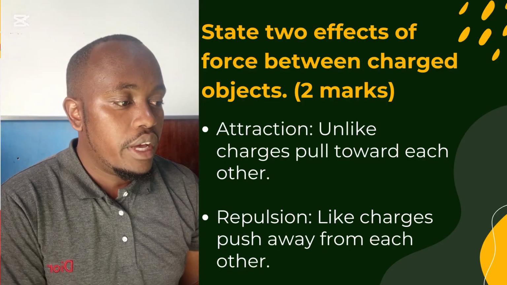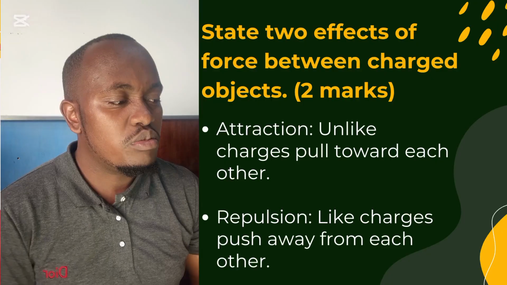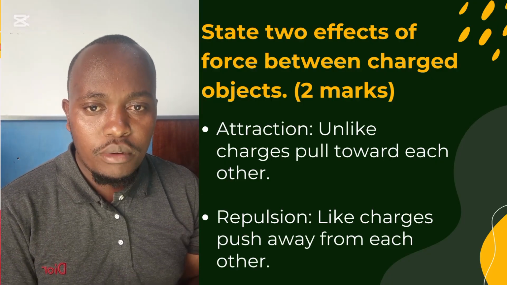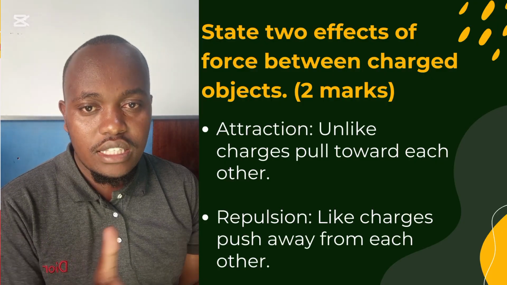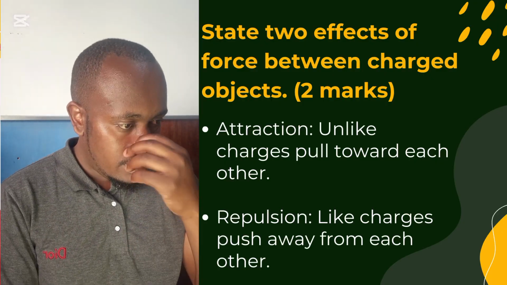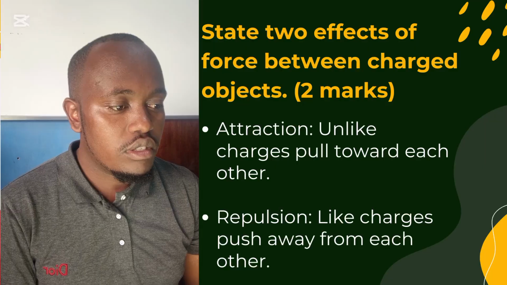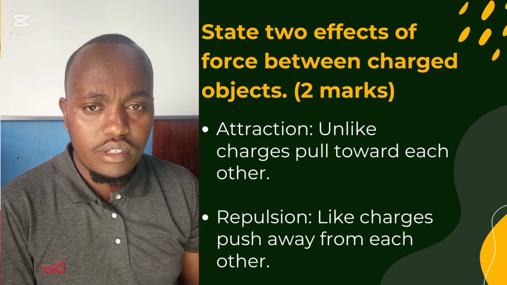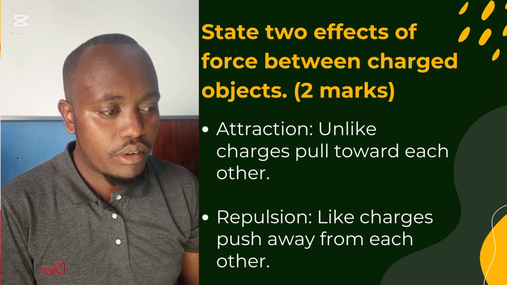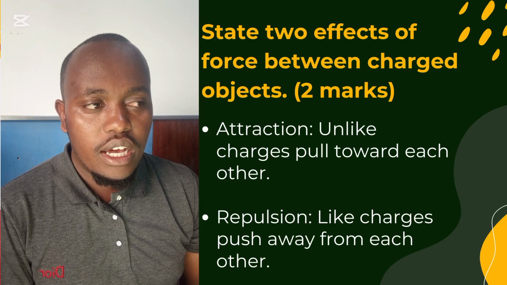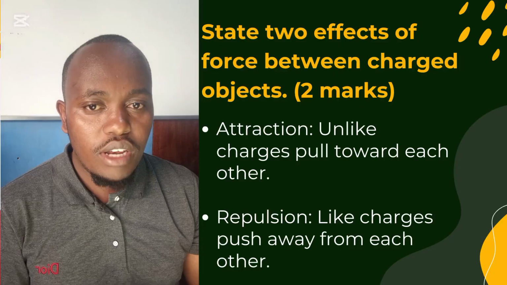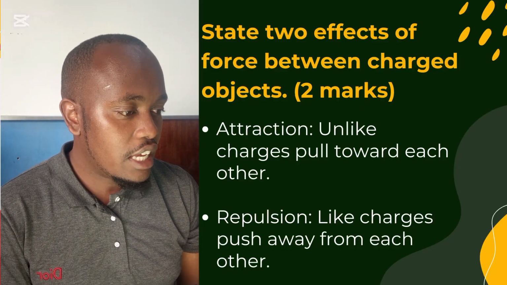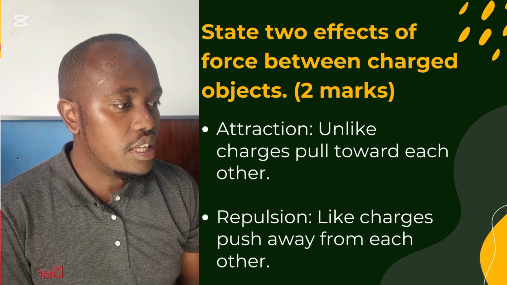Repulsion, where like charges tend to push away from each other. So if you have one that is positively charged and you bring another positively charged, they will repel. And the best example to give would be that of a magnet. We know the North Pole repels the North Pole, South Pole repels South Pole, but North Pole attracts South Pole. Yes, unlike poles attract, like poles repel, and the same way with charges.